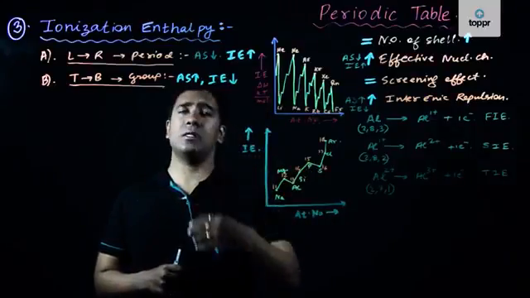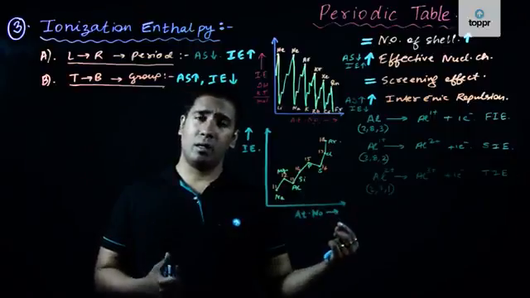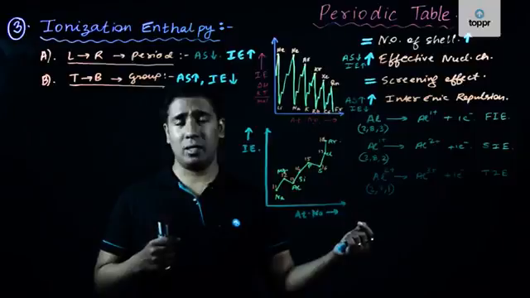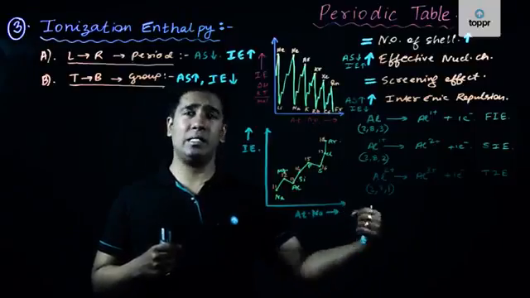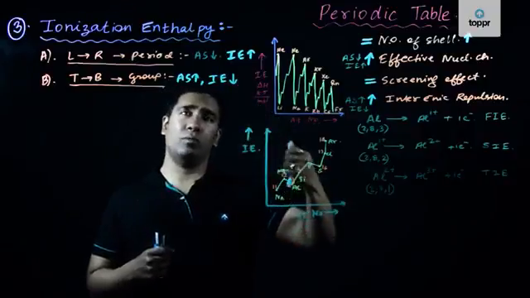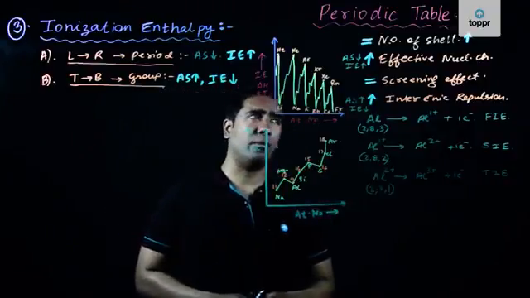As the atomic size increases, the electrostatic force of attraction between the valence electron and the nucleus decreases. Hence, it is easier to remove the electron. It means less ionization energy will be required to remove that electron. So this is the final relationship between them.